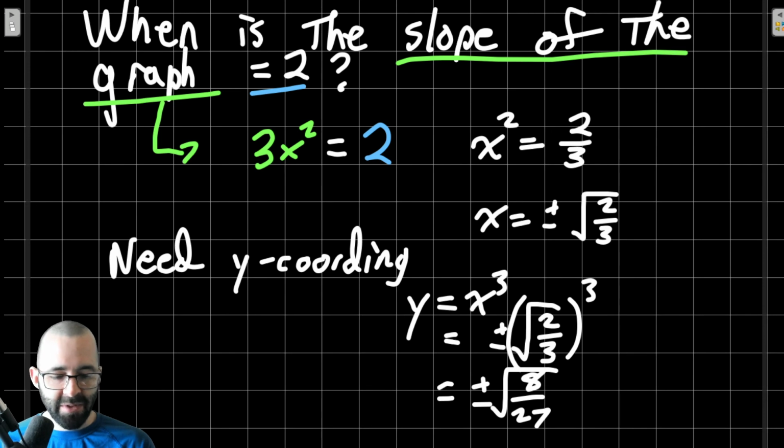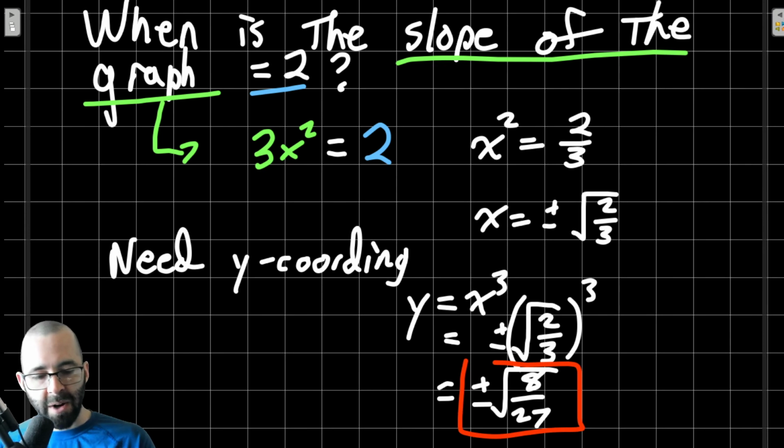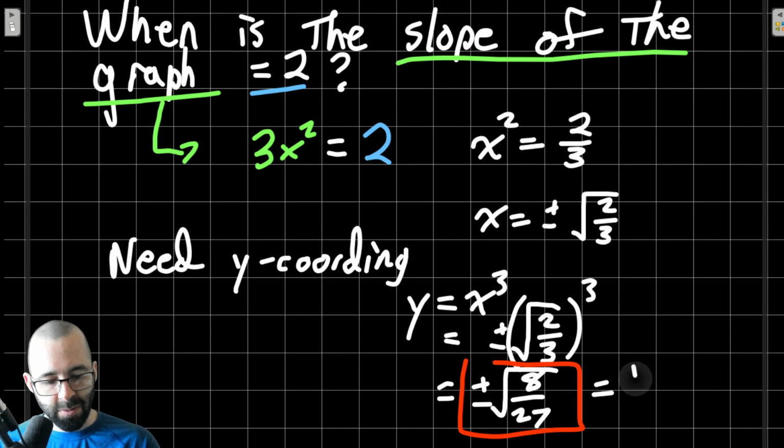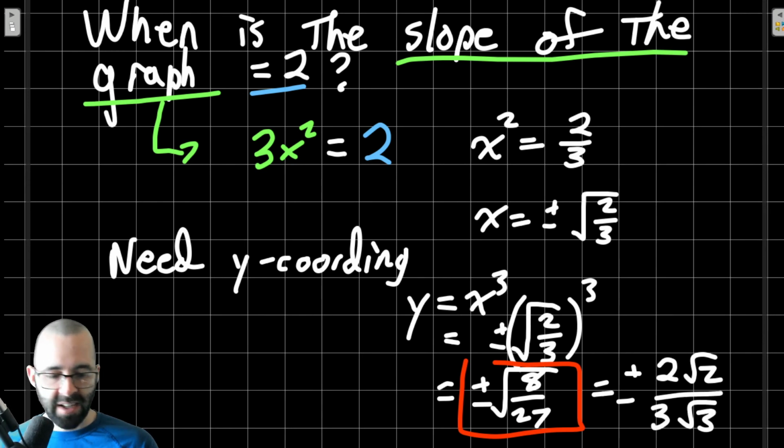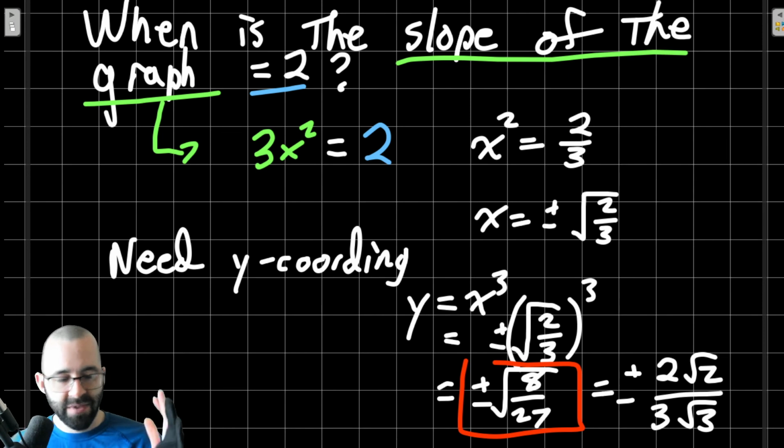Again, it's not fully simplified, but I really don't care that much. I'll accept this as a final answer, even though there are much better ways of expressing this, right? You could write this as plus or minus 2√2 over 3√3. You could rationalize the denominator after this. Again, it's really not the important thing.